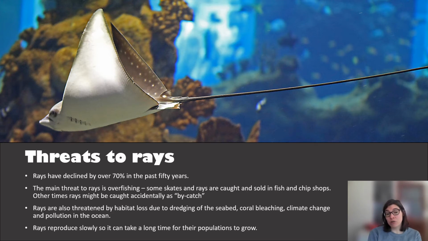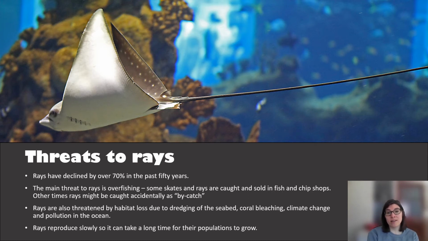And we might be catching rays because we want to eat them or sell them, but often rays are caught as bycatch when fishing vessels go out and they're trying to catch a specific kind of fish, for example, maybe a tuna fish, but other animals are caught in the nets as well, even though they're not going to be eaten or they're not going to be sold. So bycatch is a big problem in the fishing industry that can impact lots of marine species.